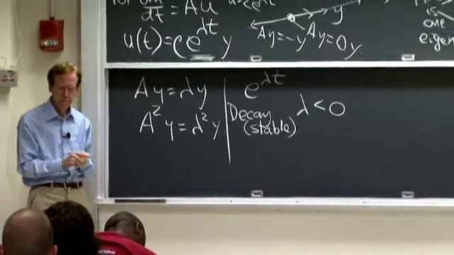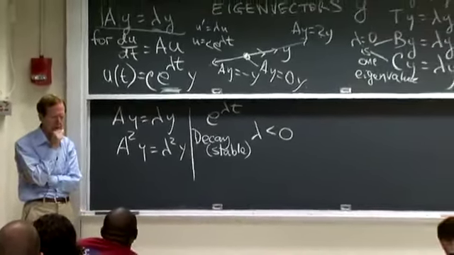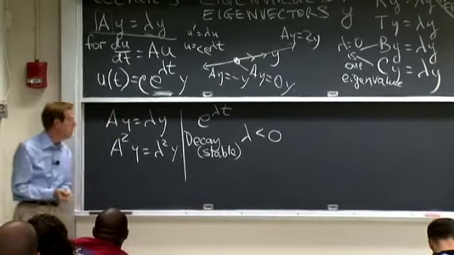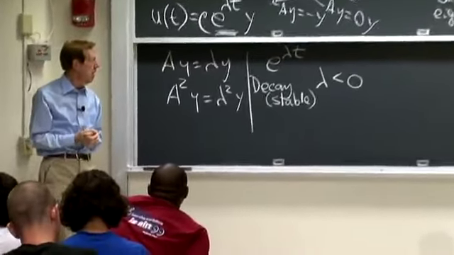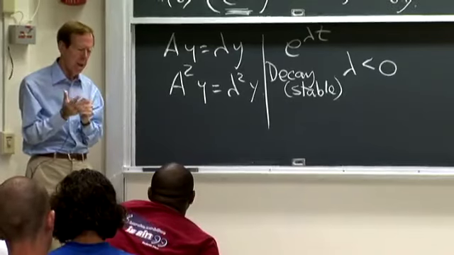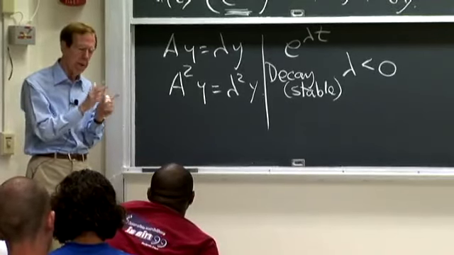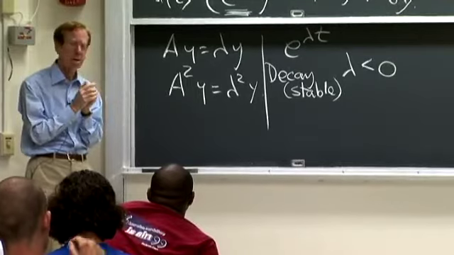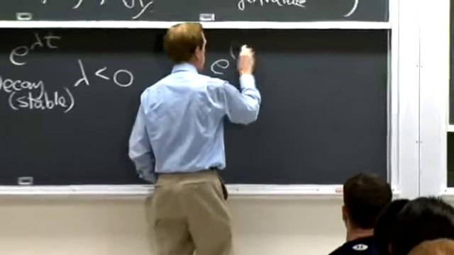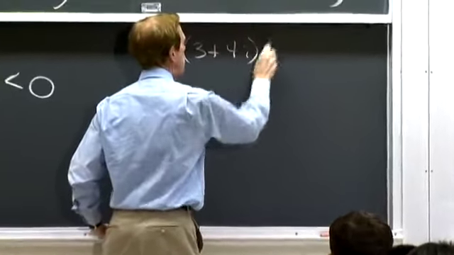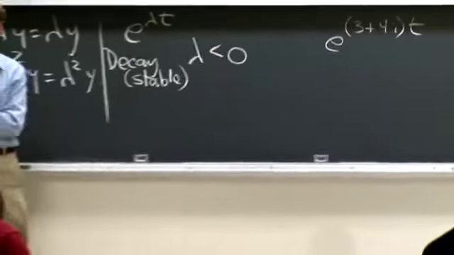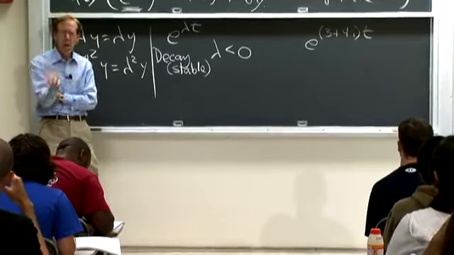Oh, you'll say, how did that happen? Let me see. I better think. Well, let me finish this thought. Suppose lambda was 3 plus 4i. What would e to the lambda t do in that case? So this is a small example. If I had lambda 3 plus 4i times t, what does that do as time grows? It's going to grow and oscillate.